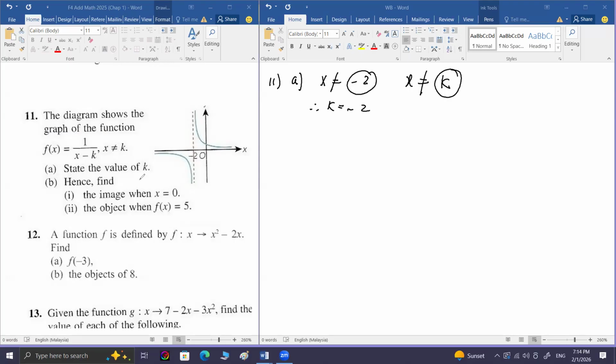Okay, next, B: hence, find the image when x is 0. We're back here. Now I know k already. 1 per x minus k, and k is negative 2. So be careful, it's x plus 2, right? So class, now we have this already. Roman 1, find the value.